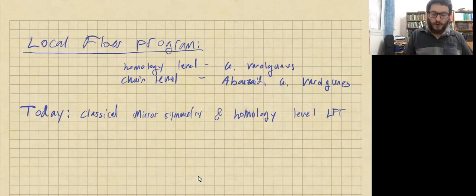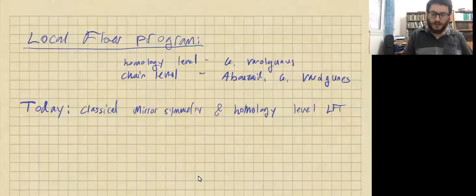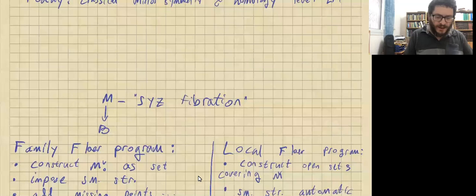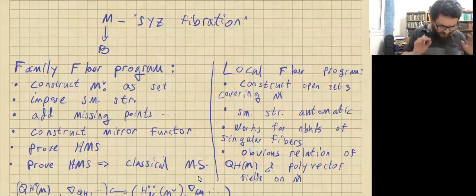But today I want to somehow talk about the story of classical mirror symmetry and how it relates to homology level local Floer theory. So I will start by somehow, okay, so let's say we have an SYZ fibration. Okay, so I've written here a lot of bullet points, so maybe ignore them, or if you want, read them. But I'll say out loud like 2 points to remember.